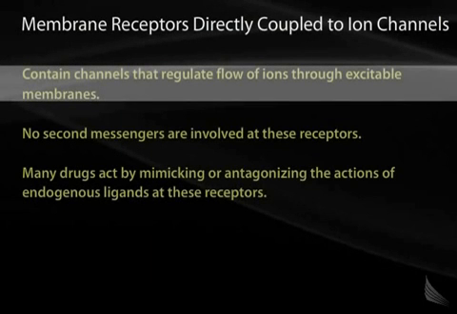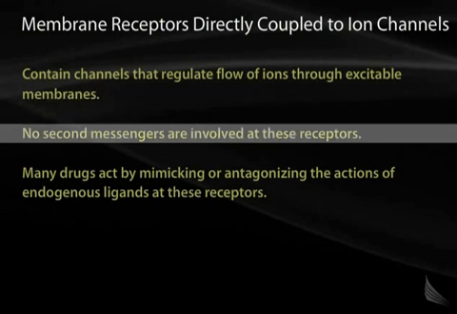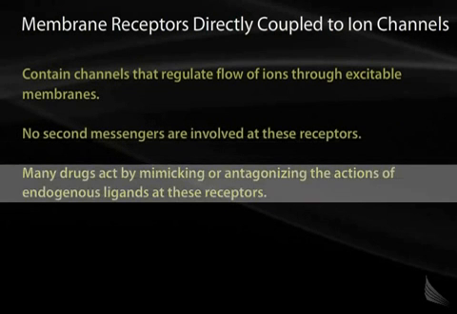Other membrane receptors are directly coupled to ion channels, or may actually be the ion channel. These receptors will contain channels that regulate the flow of ions through the membrane. And this is very important for certain cells such as muscle and nerve tissue. There are usually no second messengers involved at these receptors, and many drugs will mimic or antagonize the action of endogenous ligands at these receptors.